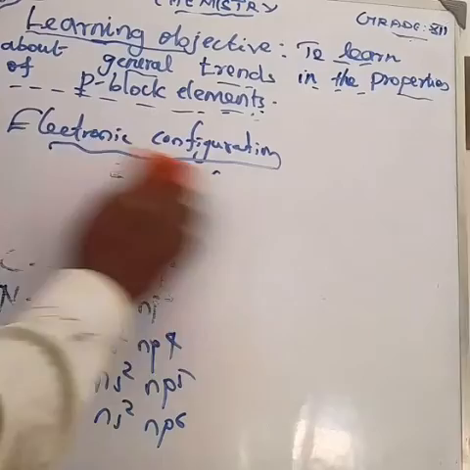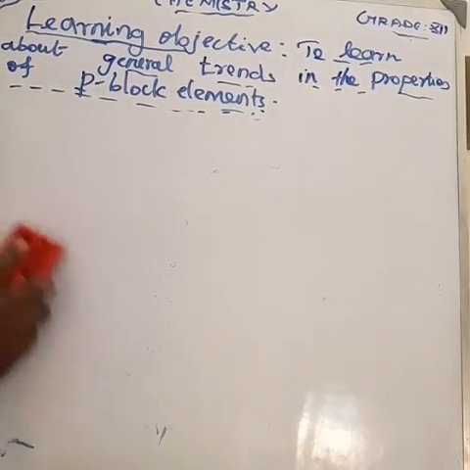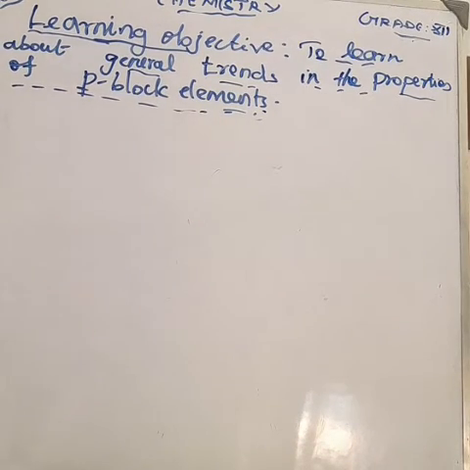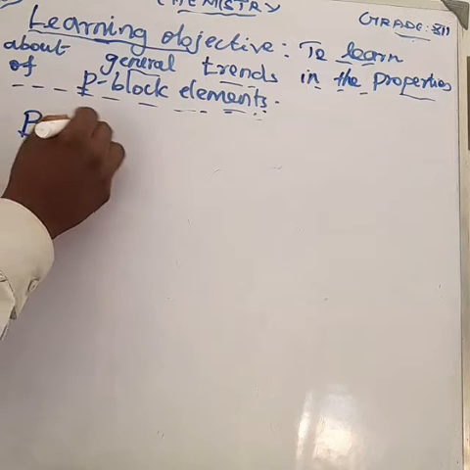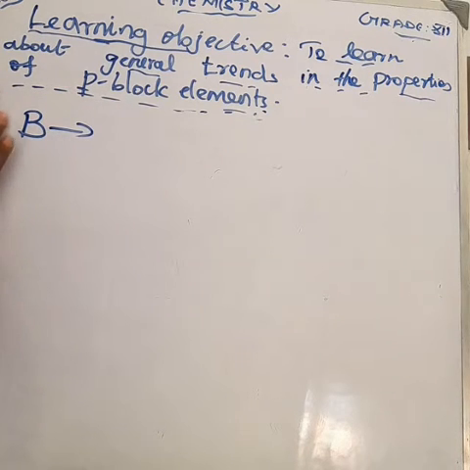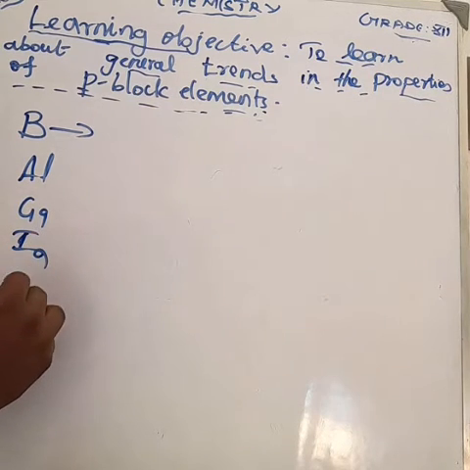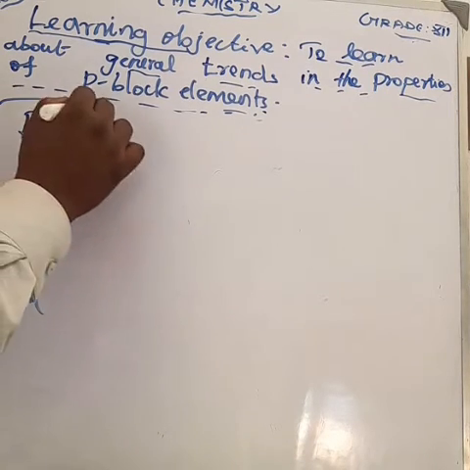Next, the elements of each group have a similar outer electronic configuration. First I am writing only two elements of the boron family. The boron family elements are boron, aluminium, gallium, indium and thallium. I am writing only the first two elements, that means boron and aluminium.